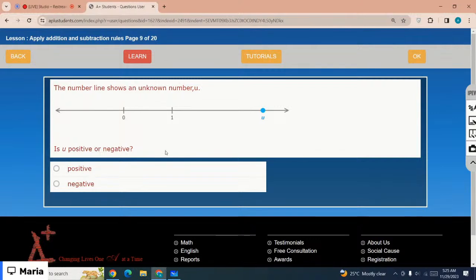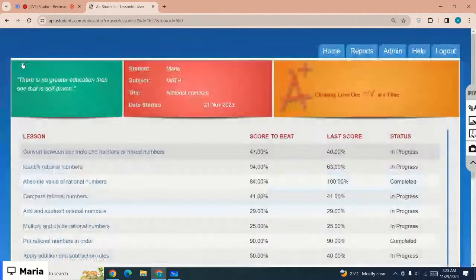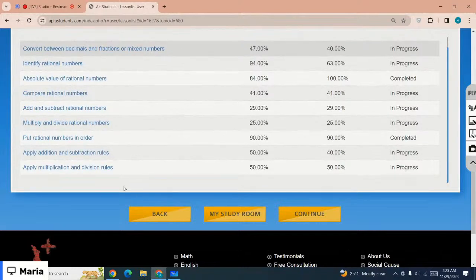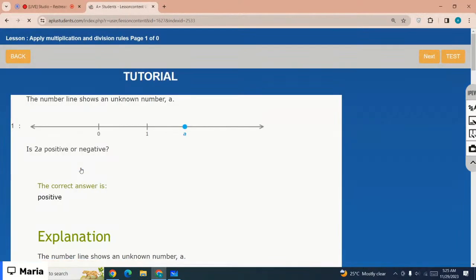Yes, that is positive. Okay, you can complete the lesson by yourself later today. Let's just move on. The next lesson is apply multiplication and division rules.